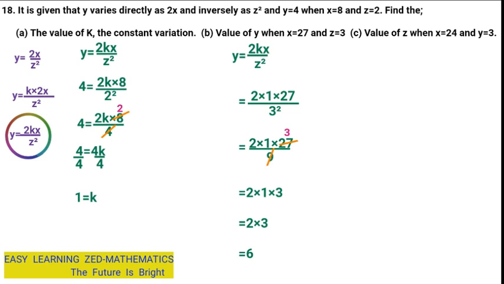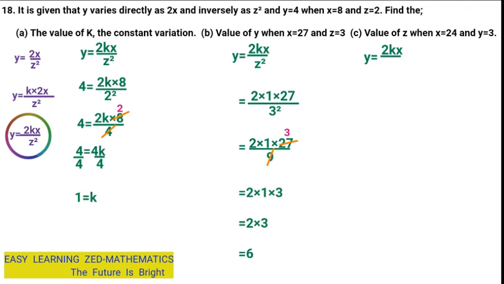We go to question C. Find the value of z when x is equal to 24 and y is equal to 3. So I'm going to write the formula. Remember, I'm just using the same formula which I've circled on the paper there, which is y is equal to 2kx over z squared.